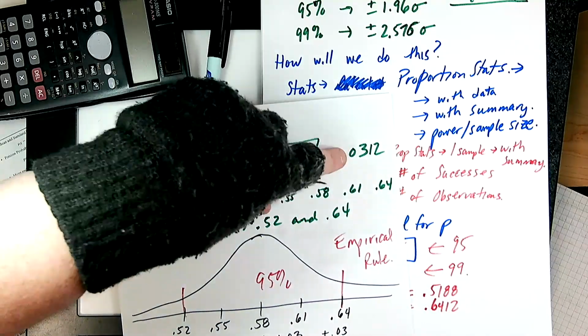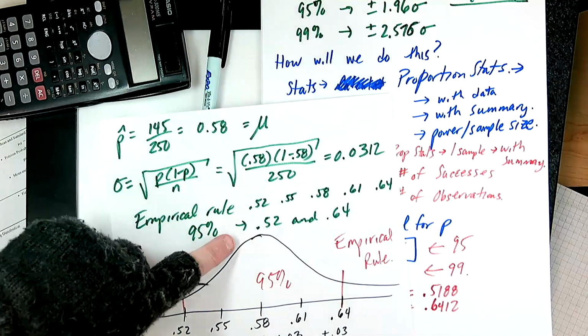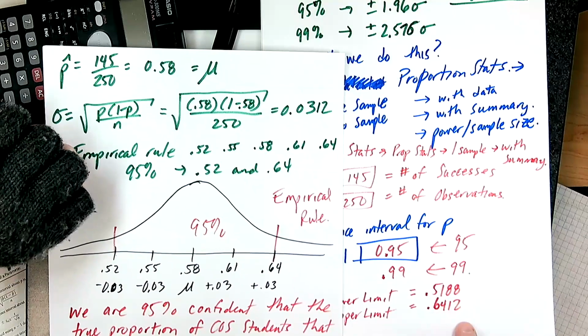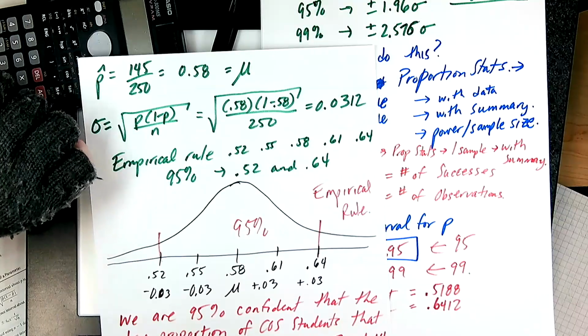In fact, I rounded to 0.03. If I had used 4 decimal places, I would have been closer to the 0.5188 and the 0.6412. But I was lazy and used 0.03.